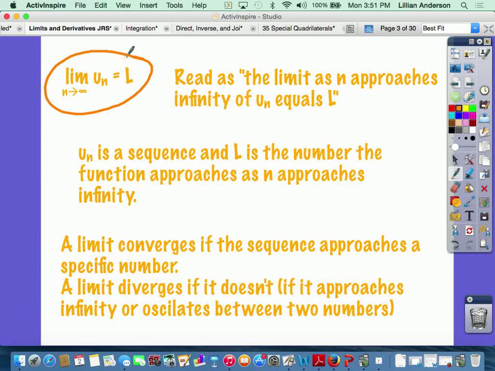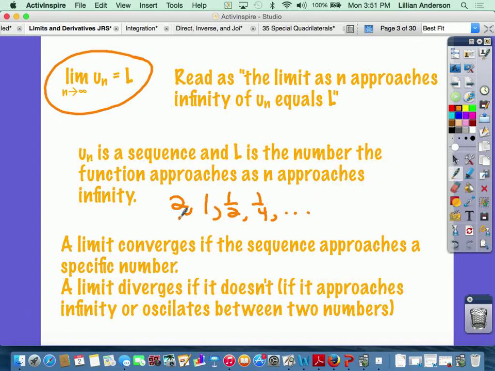If you have a sequence such as 2, 1, 1/2, 1/4, and so on and so on. You can see that as n approaches infinity, as your number of terms approaches infinity, this number is going to get really close to what number? That's what the limit is basically asking you to evaluate.